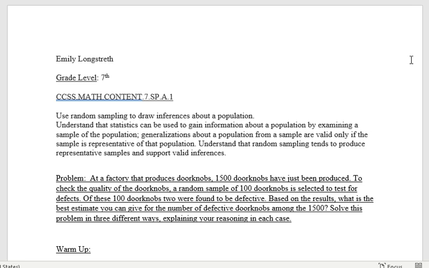Understand that statistics can be used to gain information about a population by examining a sample of that population. Generalizations about a population from a sample are valid only if the sample is representative of that population. Understand that random sampling tends to produce representative samples and support valid inferences.